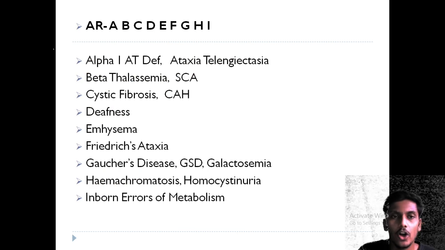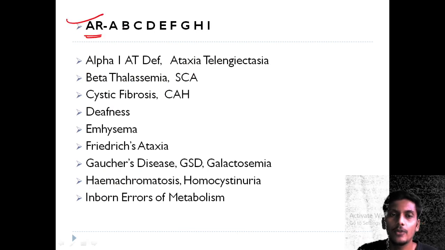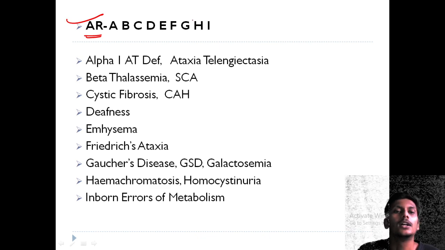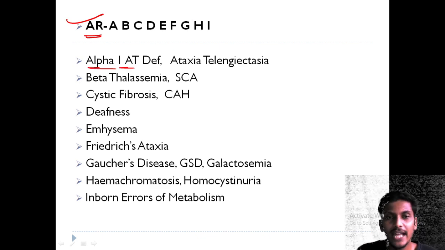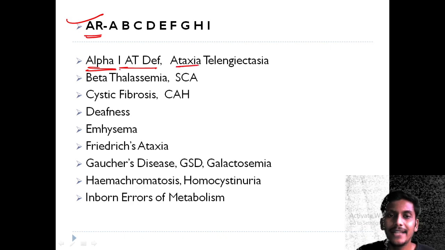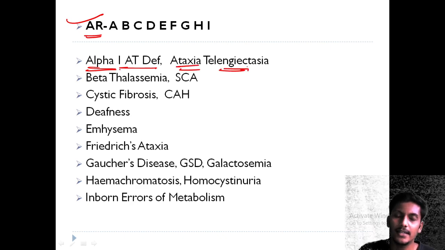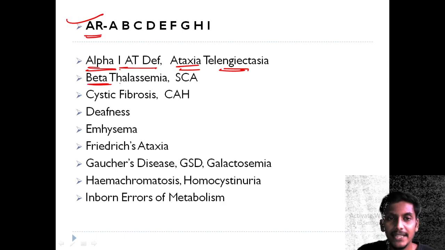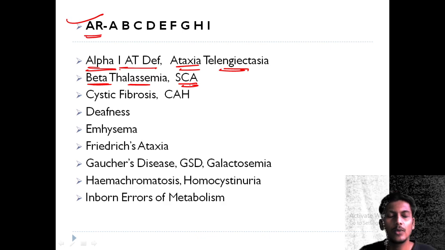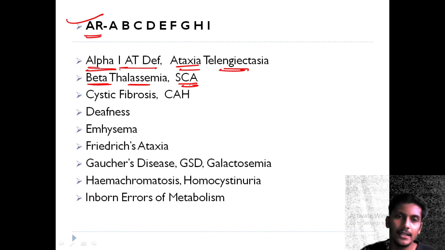Now second is your autosomal recessive pattern of inheritance, for which the mnemonic is A, B, C, D, E, F, G, H, I. Okay, by A we remember alpha-1 antitrypsin deficiency, also ataxia telangiectasia. By B, beta thalassemia or sickle cell anemia. So please remember, by B we remember beta thalassemia, and one more hemoglobinopathy, that is sickle cell anemia.